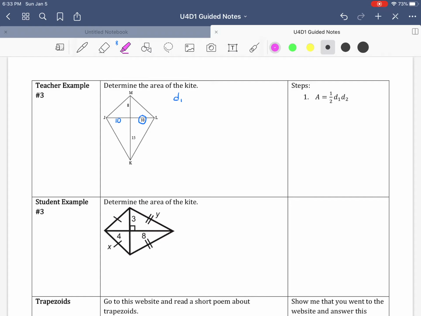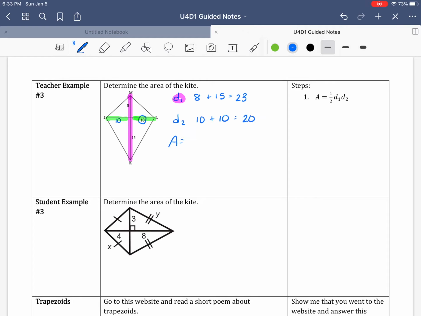Now we need to figure out what is D1. And that's our first diagonal, which is going to be here. We know that the first part is 8 and the second part is 15. So when we add those together, we get 23. Now our second diagonal is going to be JL. So it's going to be 10 plus 10, which will equal 20.